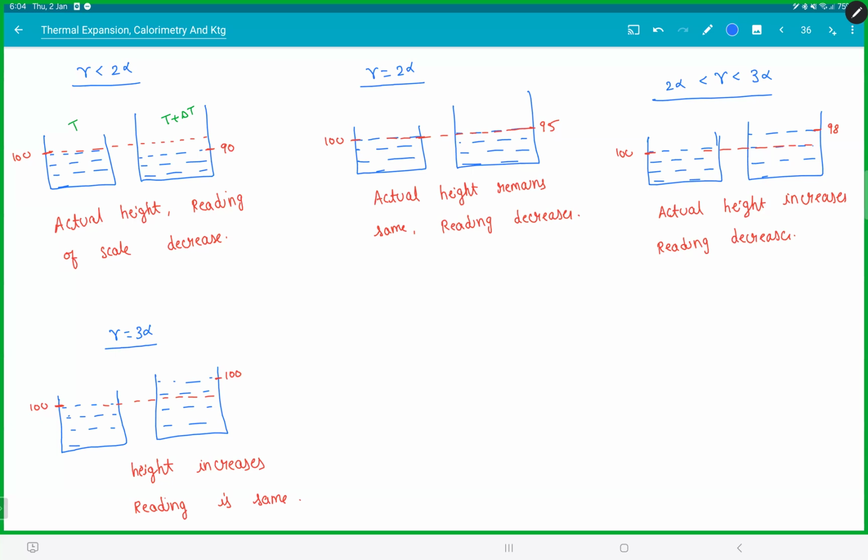So that's the two questions here. If the actual height should not change, then gamma is 2 alpha. If the apparent height should not change, then gamma is 3 alpha. Most people will read gamma 3 alpha for this question and come. So that's what you have to be careful about.